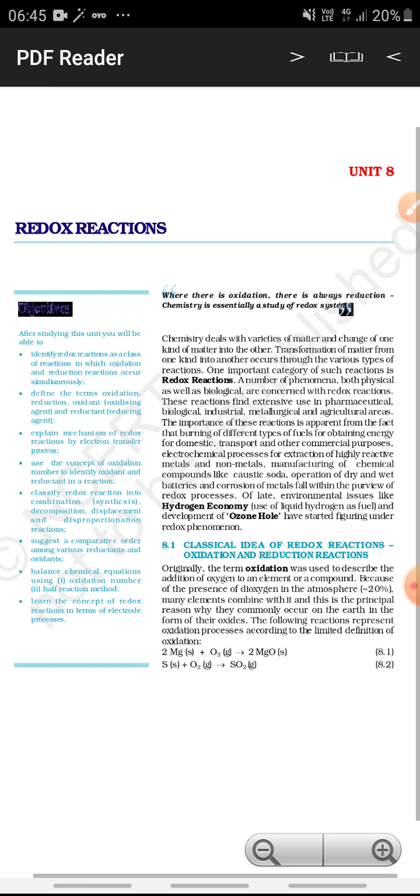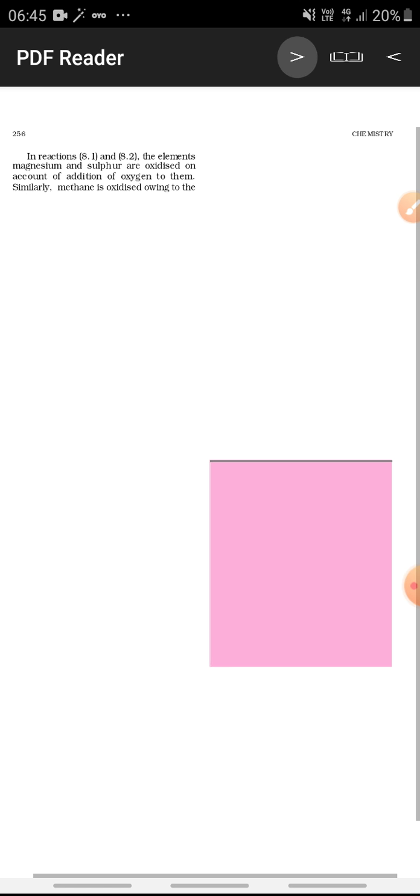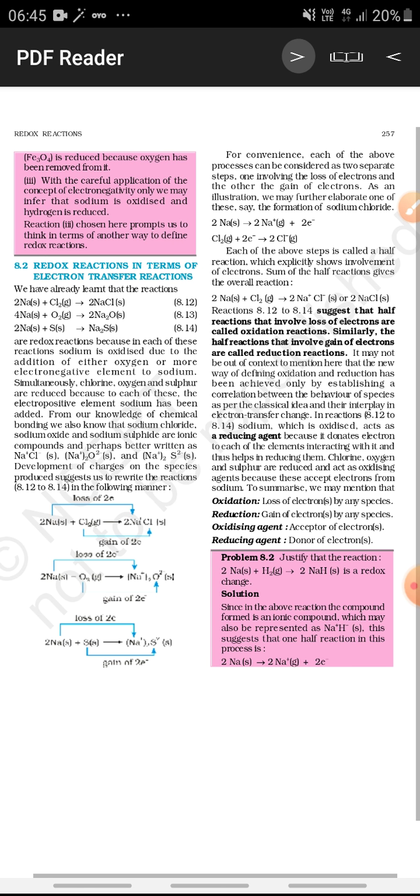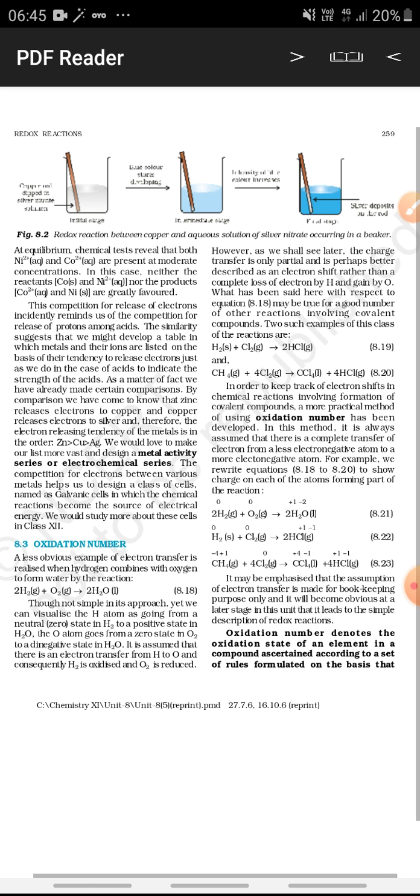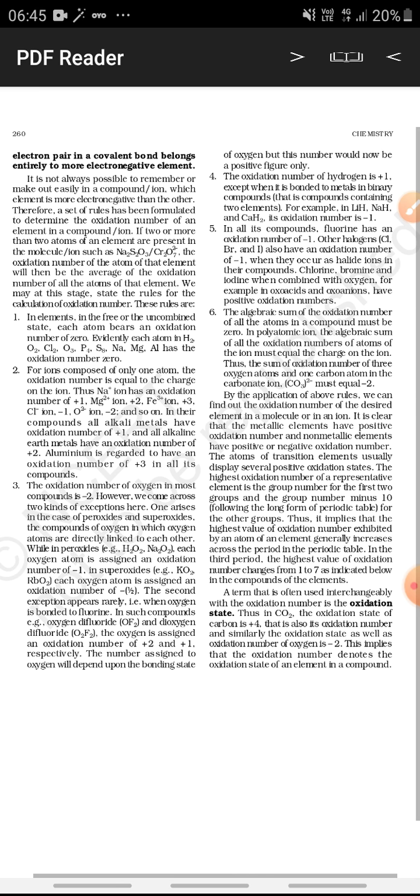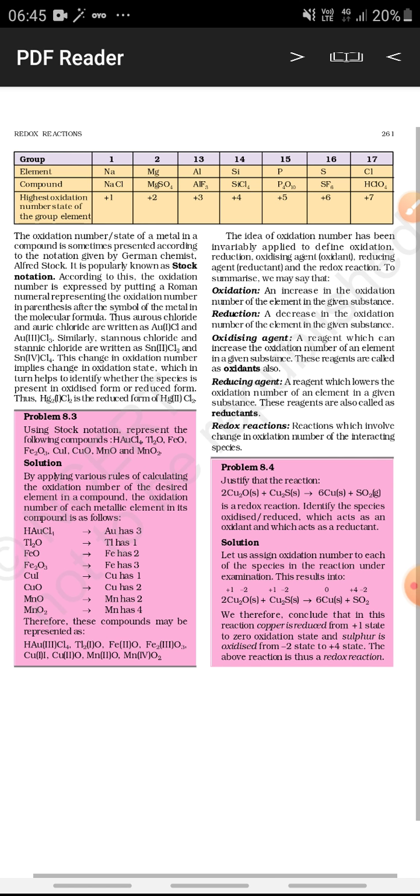In the previous presentation, we started the chapter redox reaction. I explained what is oxidation and what is reduction in terms of electron transfer, as well as in terms of oxygen, hydrogen, and other electronegative and electropositive species. We also learned about the oxidation number and how to find it. This we have done in the previous portion.